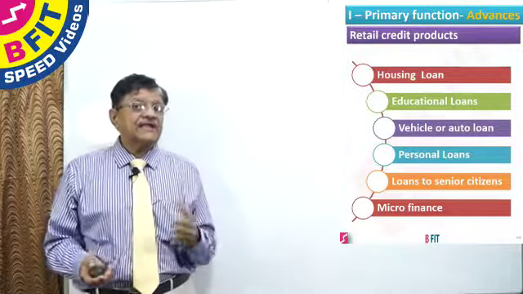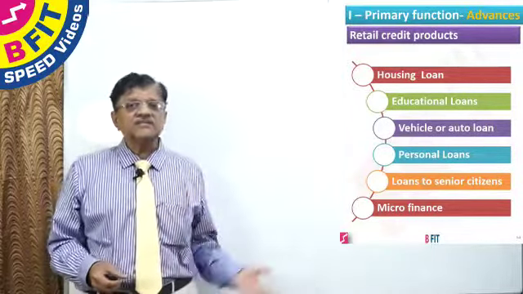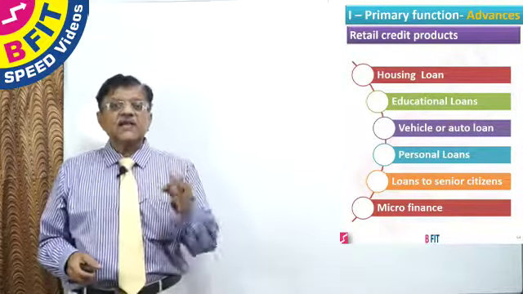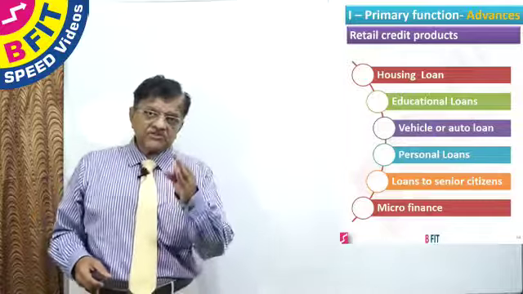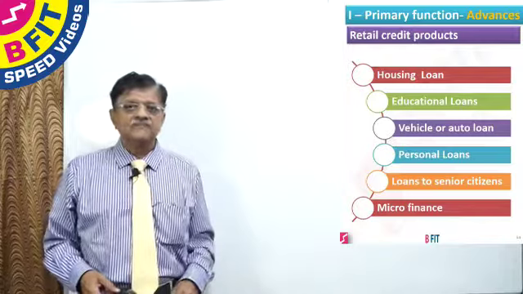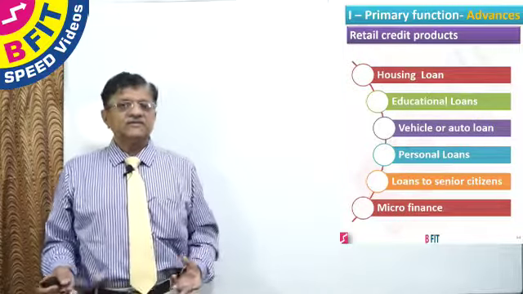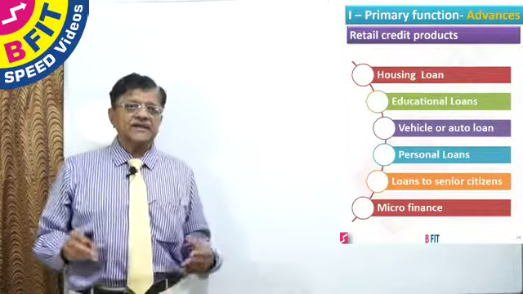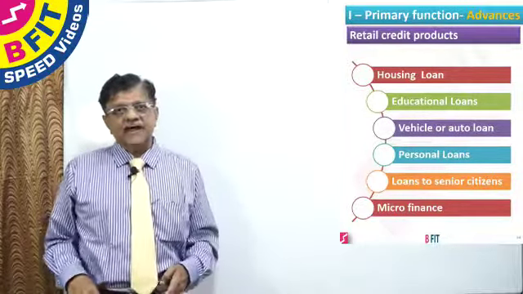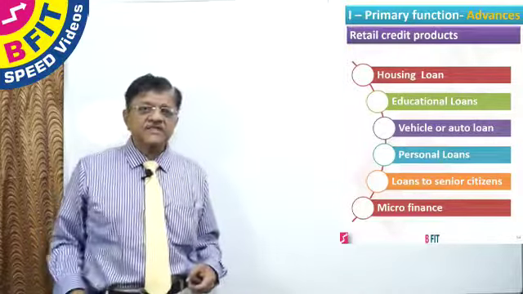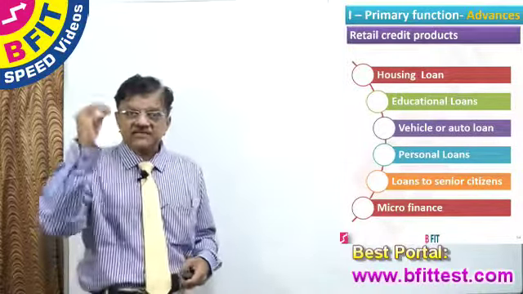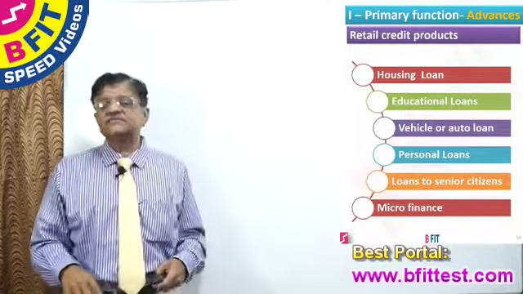But then 1990 came, and all banks became universal banks. The Reserve Bank of India permitted housing loans to be given. Today, the biggest and most profitable retail product of any bank is the housing loan. Then educational loan, which is given to students for completing their education. Then vehicle or auto loan. Banks give loans for purchase of cars, bikes, and tractors for agriculturists.